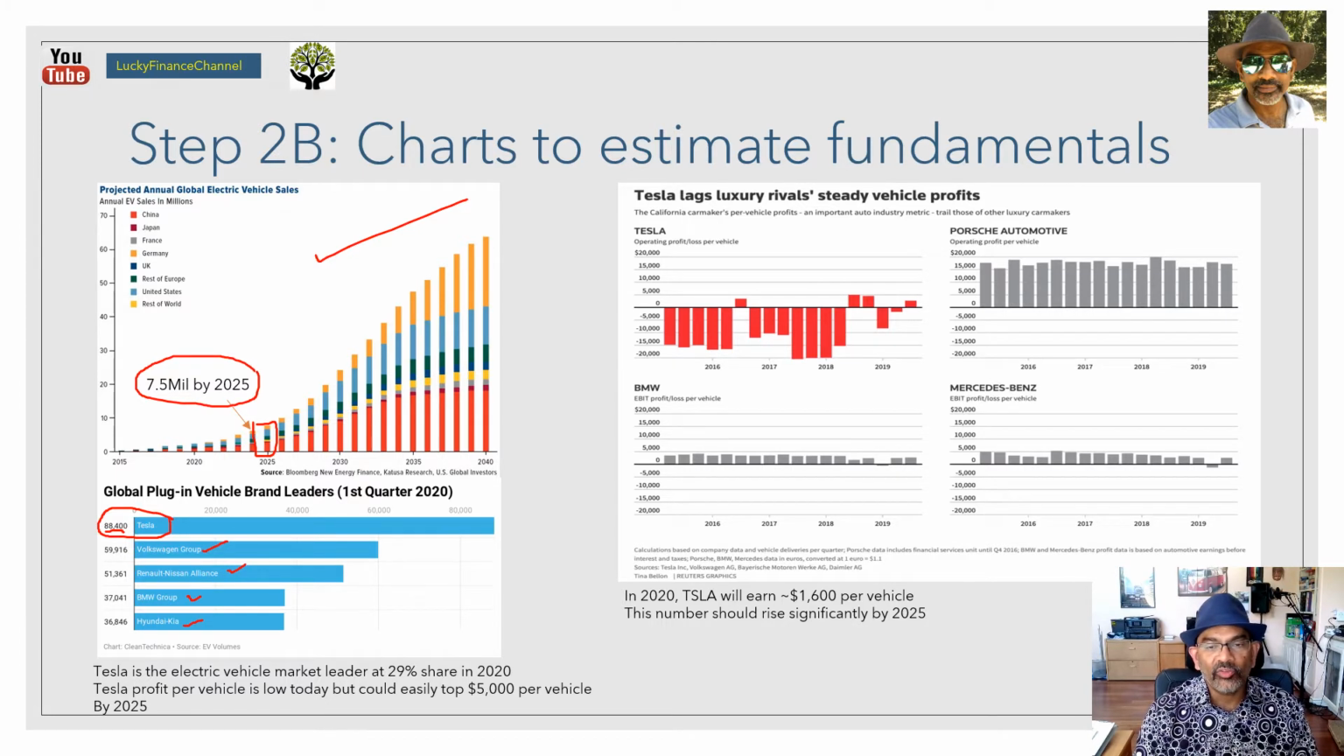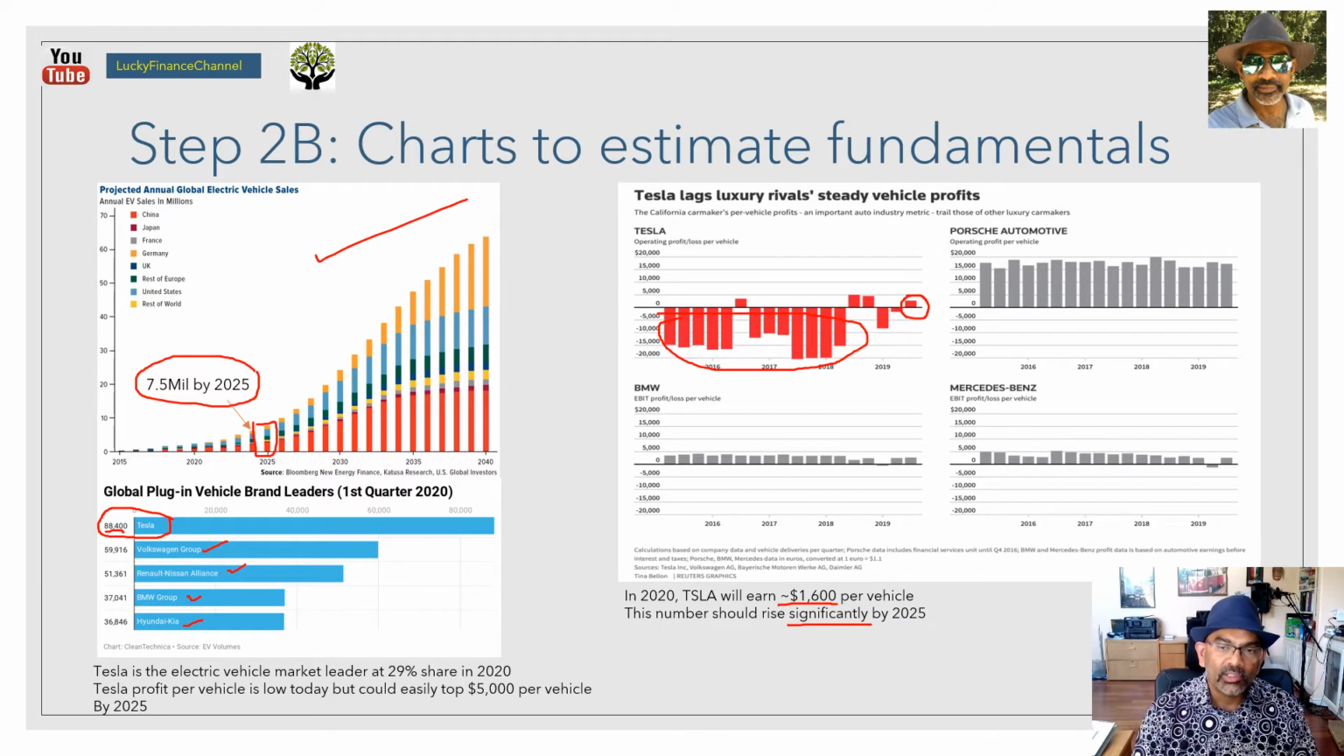If you look at profits per vehicle, you can see here Tesla has been making a loss for a long time, but they just started to turn a profit. In fact, the estimate for 2020 is Tesla will earn around $1,600 per vehicle. And this number, I think, will significantly rise by 2025.